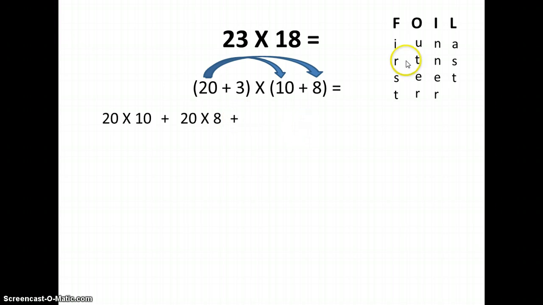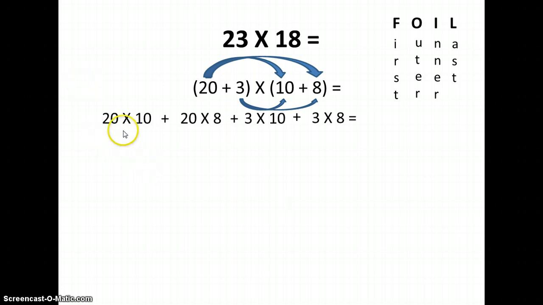Plus, the next step in FOIL is inner. And the inner numbers are the 3 and the 10. So this will be 3 times 10. Plus, and the last rule in FOIL is the last two numbers in the parentheses. So this is the 3 and the 8. So this will be 3 times 8. Next, we are going to go through and solve the multiplication in this sentence.